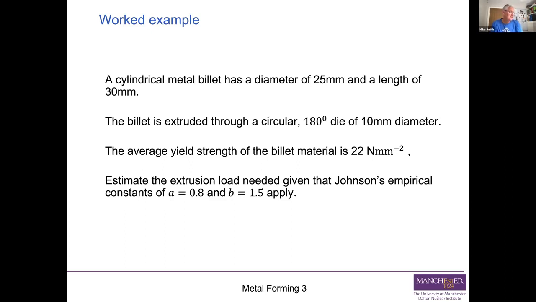The average yield strength of the billet is 22 newtons per millimeter squared. So that's Y bar. So someone has gone away and done the integration of the stress strain curve for you to work out what Y bar actually is over the sort of strain ranges you're interested in. What sort of extrusion load do you need to do that operation, assuming that Johnson's empirical constants apply? So that's A equals 0.8 and B equals 1.5.